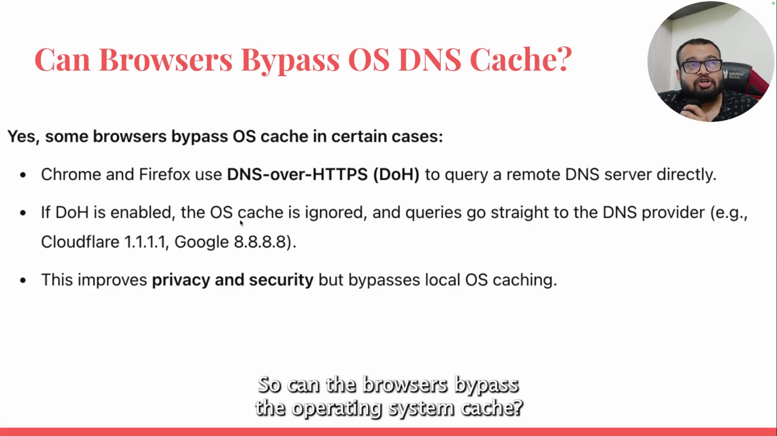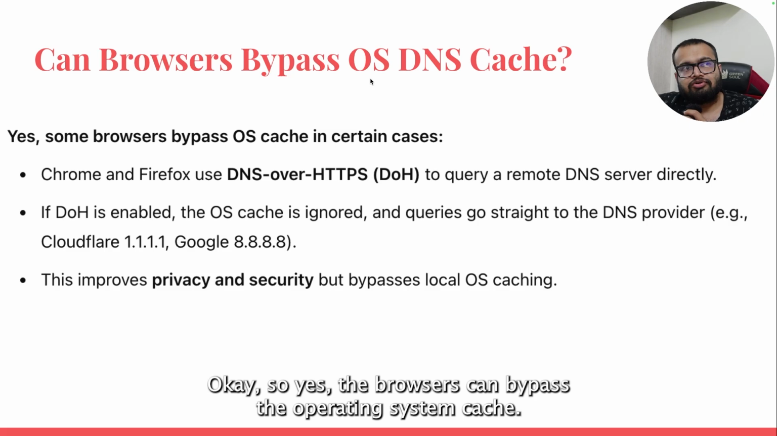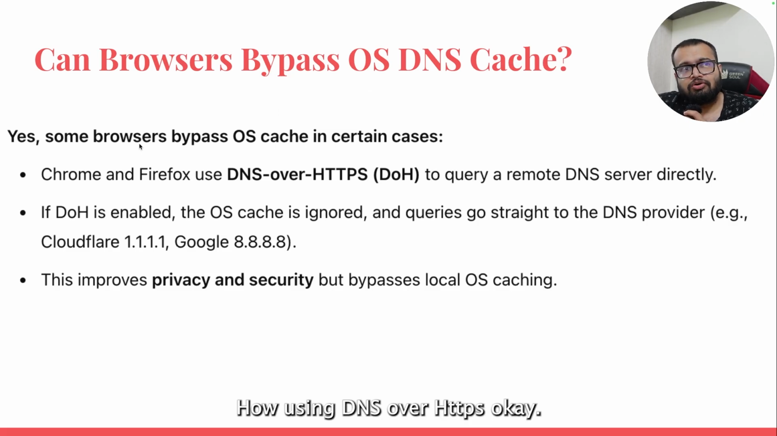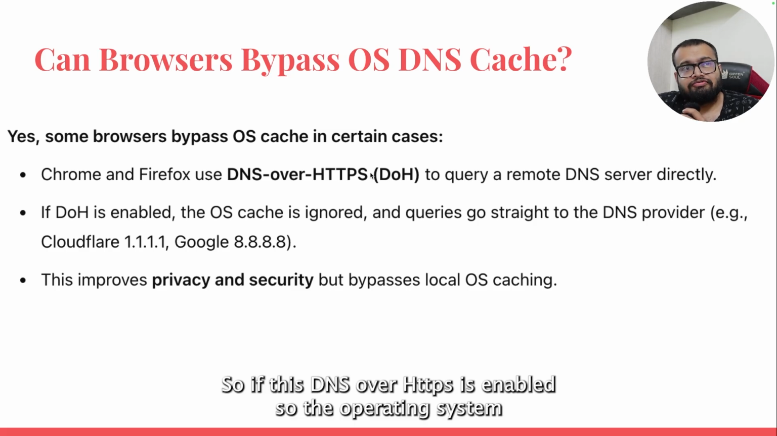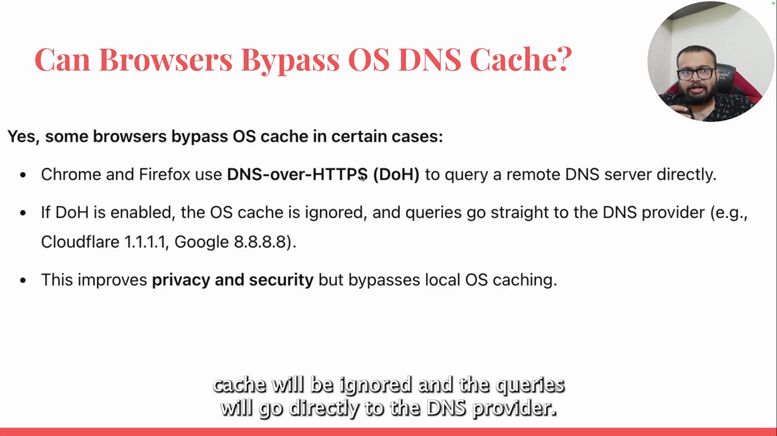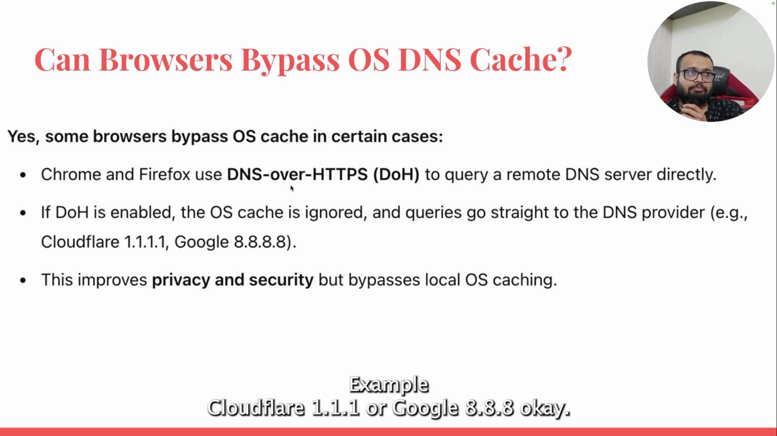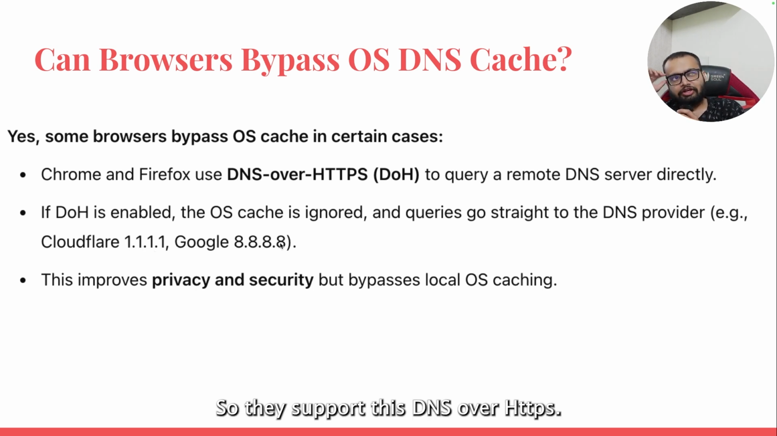So can the browsers bypass the operating system cache? Yes, the browsers can bypass the operating system cache. How? Using DNS over HTTPS. If DNS over HTTPS is enabled, the operating system cache will be ignored and the queries will go directly to the DNS provider, for example Cloudflare 1.1.1.1 or Google 8.8.8.8. They support DNS over HTTPS.